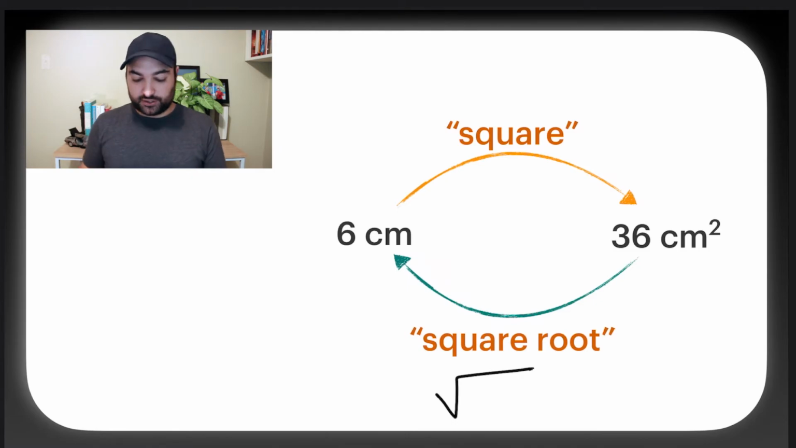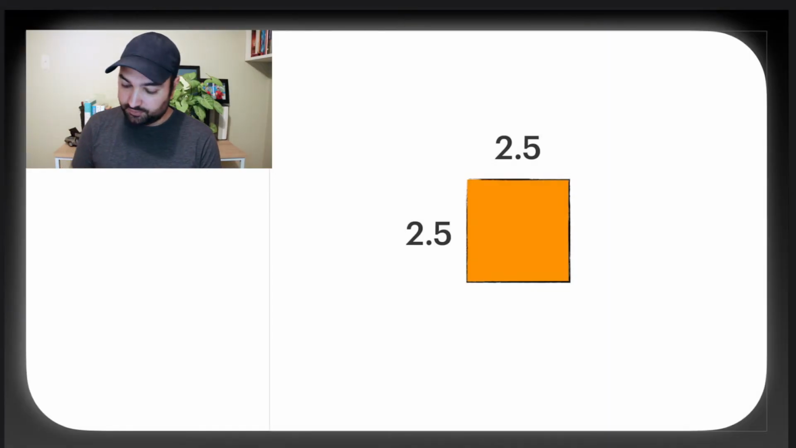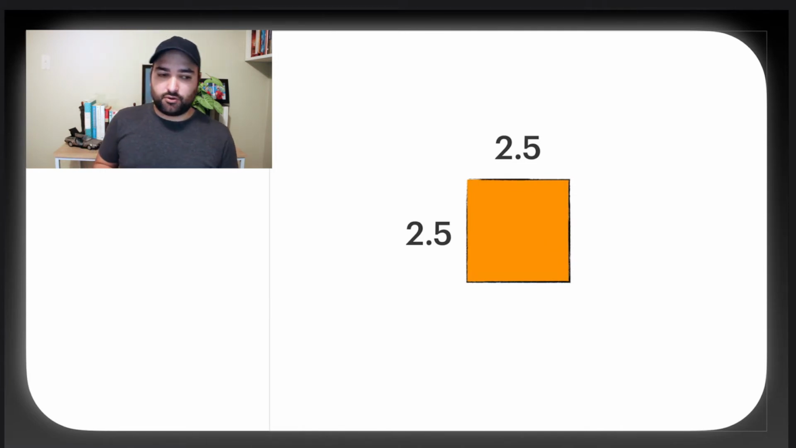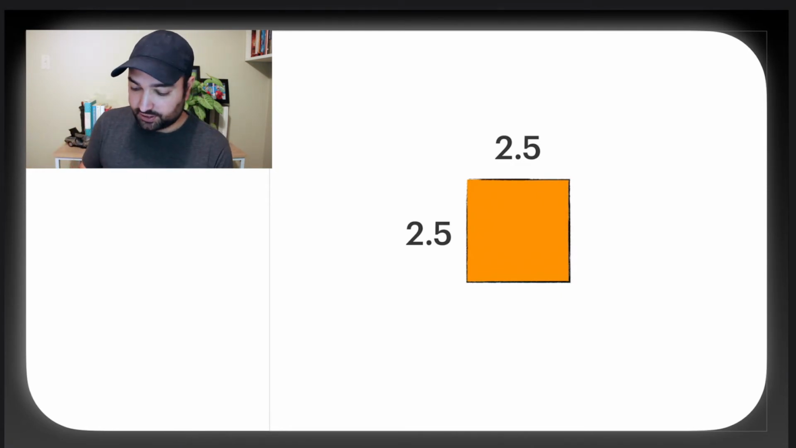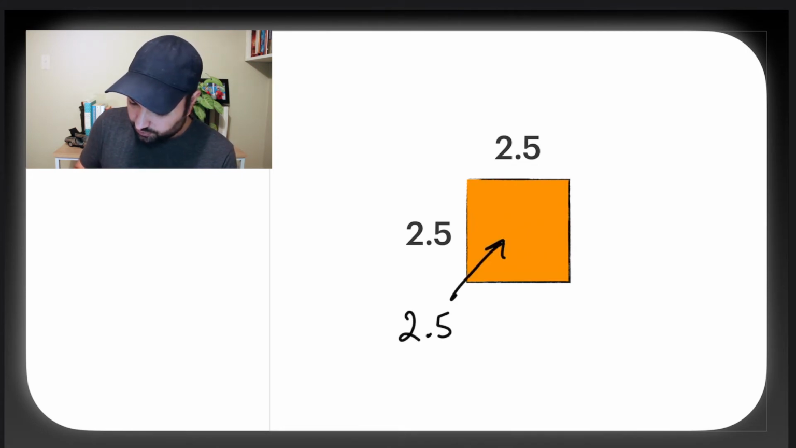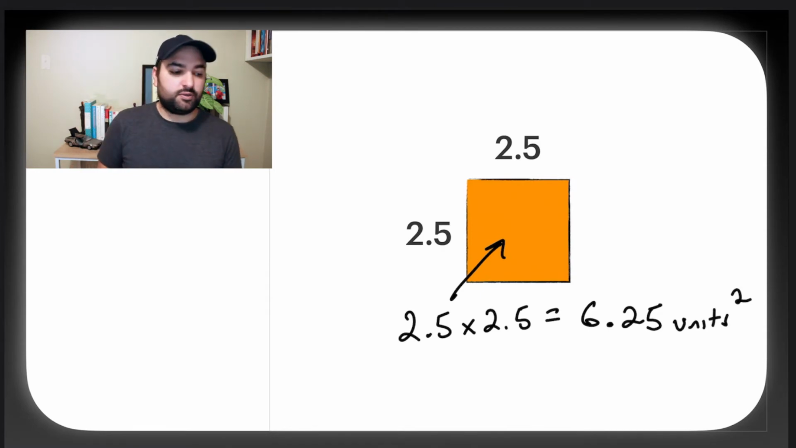All right, let's look at non-perfect squares. We have this example, 2.5 times 2.5. Now this is a non-perfect square. Why? Because these are not whole number amounts. So whole number amounts would be 2, 3, 4, 5, so on and so forth. This is 2.5. So I'm going to use the calculator for this as well. In order to get the area in here, we'll do 2.5 times 2.5, and this is equal to 6.25 units squared. Okay, so 6.25 units squared.